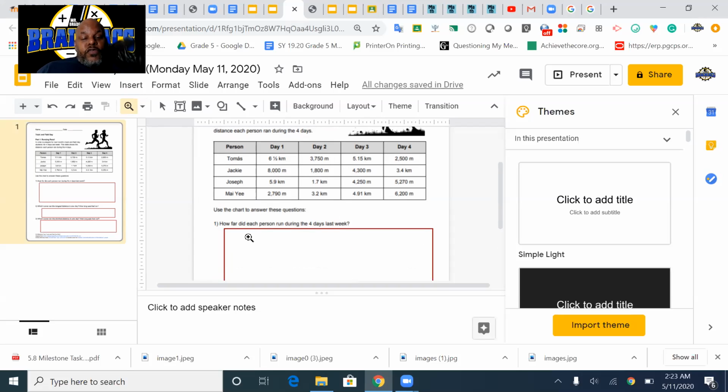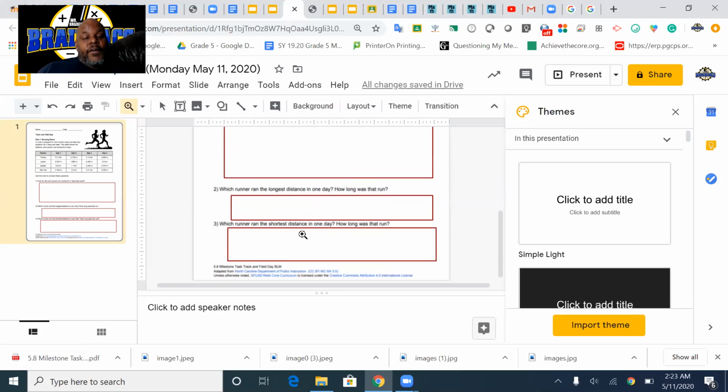So you need to figure out how far did each person run each day, which means you're going to have to add them up, but you're going to have to make sure they're the same metric unit. So you may want to change them from kilometer to meter or from meter to kilometer. Keep them the same, and that's how you compare.